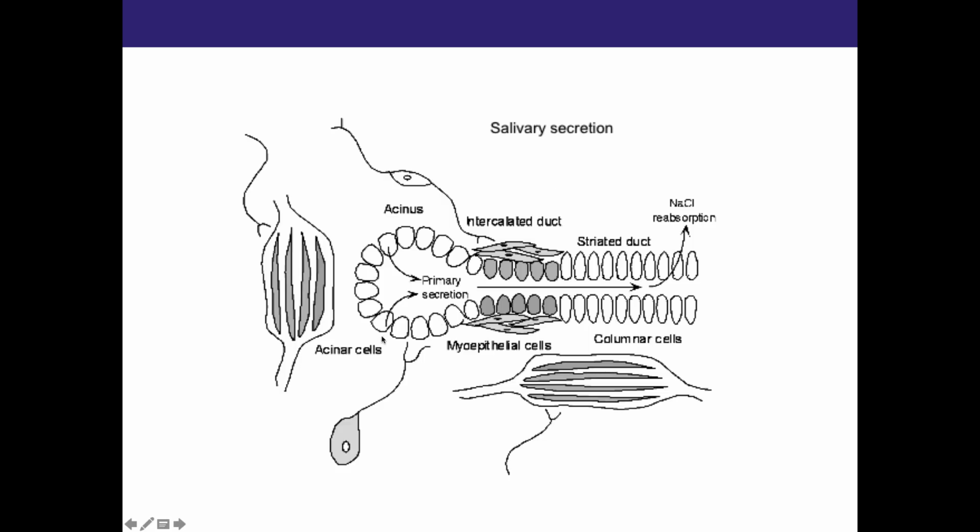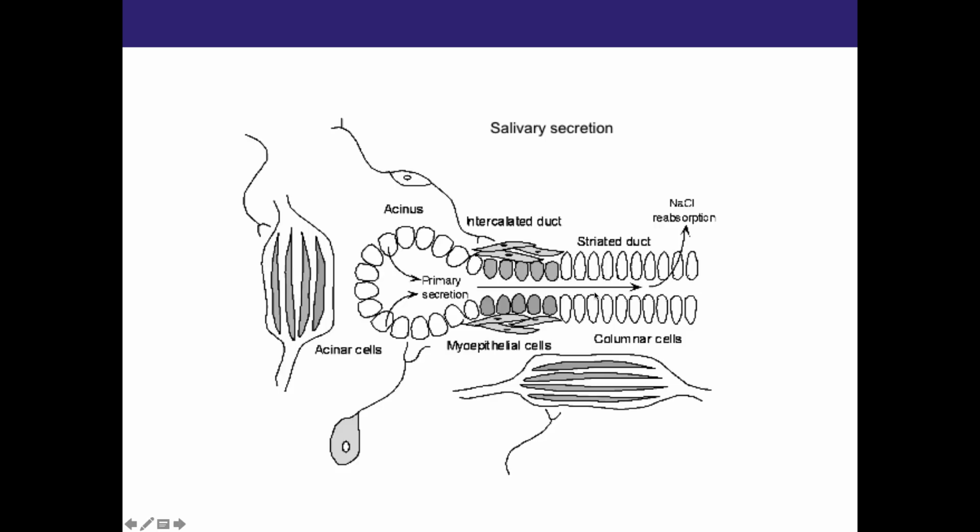The primary secretions are very plasma-like. So if I say they're isosmotic, they have the same osmolarity as plasma, very plasma-like. And then those secretions are modified in the duct portion. The flow is actually regulated by these myoepithelial cells that can contract and restrict flow, or they can dilate and increase the flow.